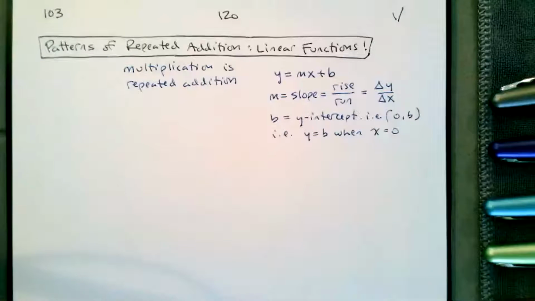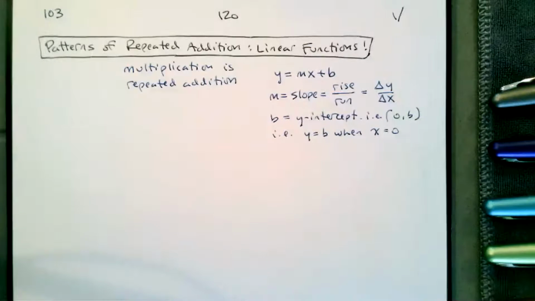So m is the slope, and the slope is the ratio of the rise to the run. It's how y is changing divided by how x is changing. And b is the y-intercept. So that means that the point (0, b) is on this graph. There are a lot of ways to think about linear functions, but this is the most common one that we may have encountered at this point in our mathematical lives.